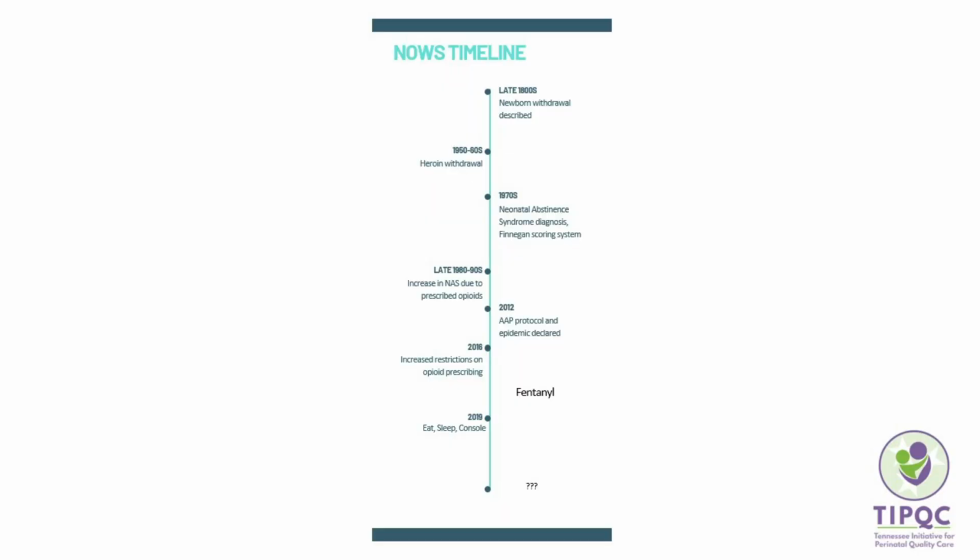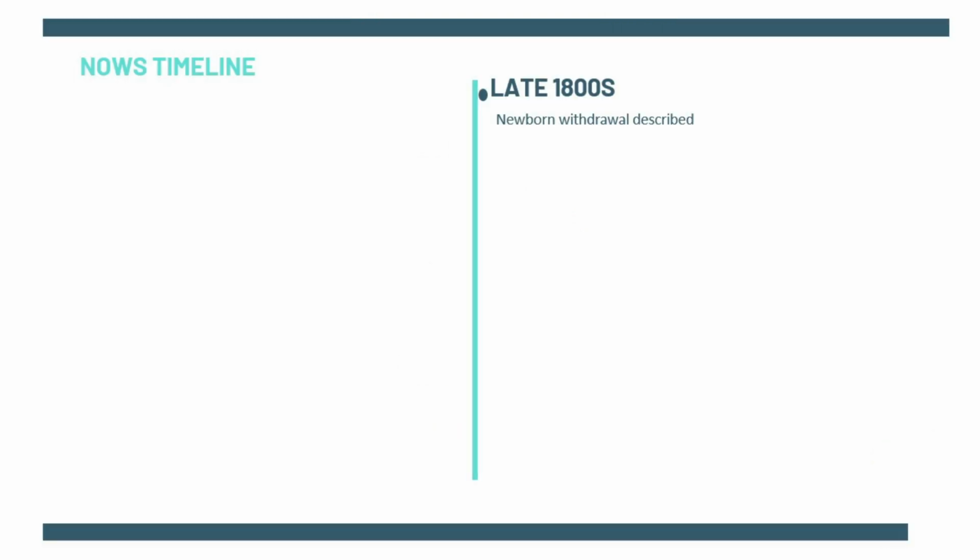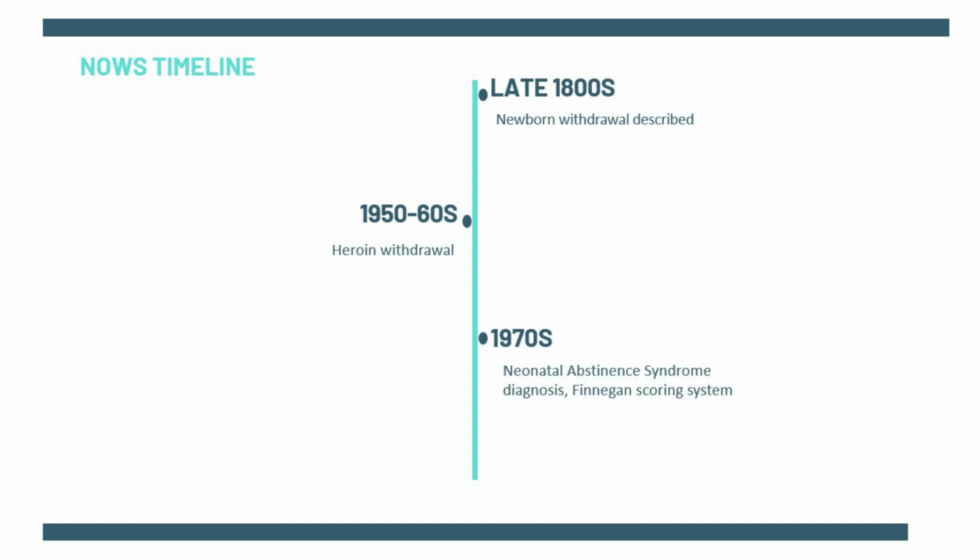So let's talk a little bit about the NOWS timeline, and this is for withdrawal that you would see with babies. This is not a new problem. This actually has been reported as early as the late 1800s, back during the opium den phase, where they did have reports of infants having withdrawal. And then in the 50s and 60s, there was heroin and heroin withdrawals, and then that morphed over into the 70s, where the term neonatal abstinence syndrome, or NAS, was actually coined and made an official diagnosis. That's when the Finnegan scoring system was developed as well. So it's been around for a long time. We'll talk about it a little bit later in the presentation.